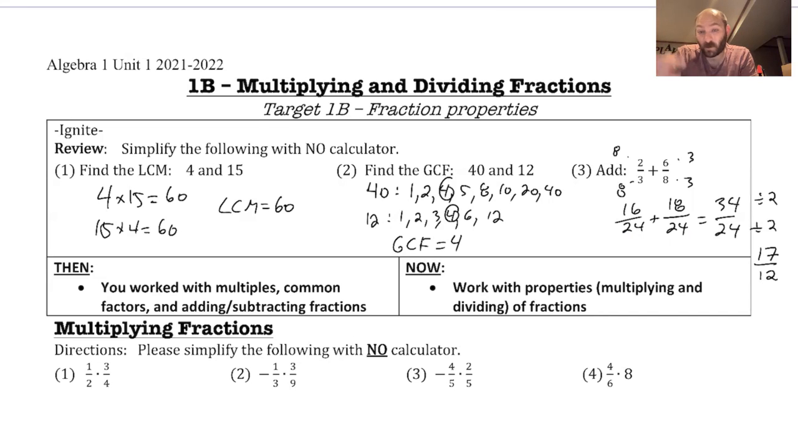One thing I didn't talk about before is a good thing to check for. Can I reduce my fractions? 34 and 24 are both even numbers, which means they're both divisible by 2. So I did that. I ended up with a lower fraction that's 17 over 12.